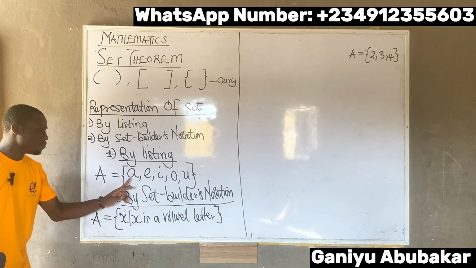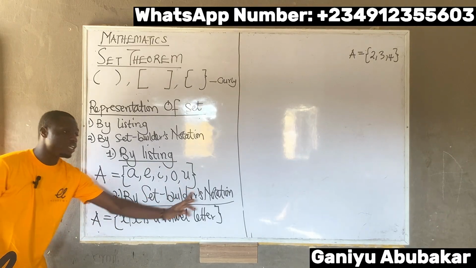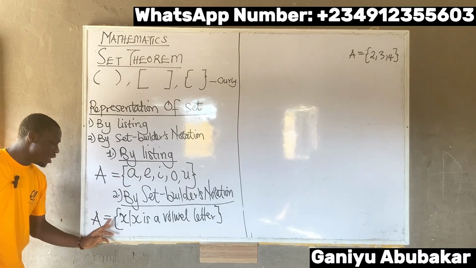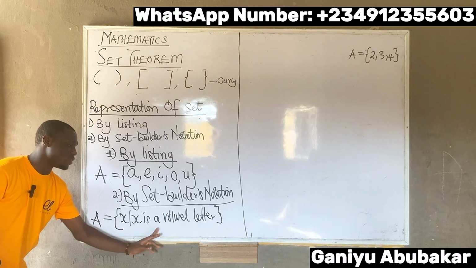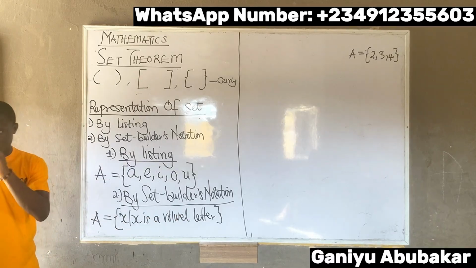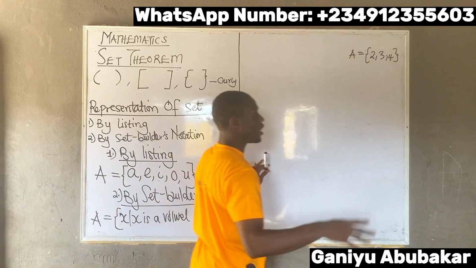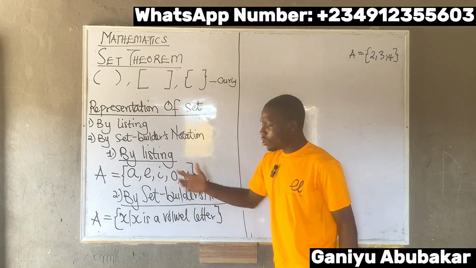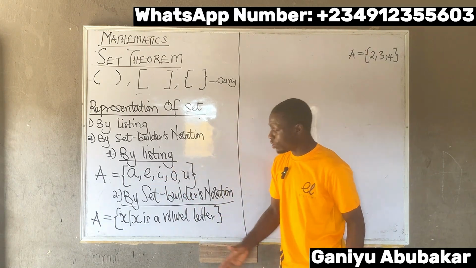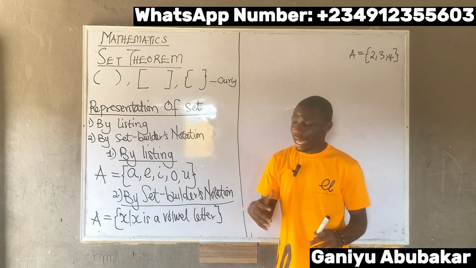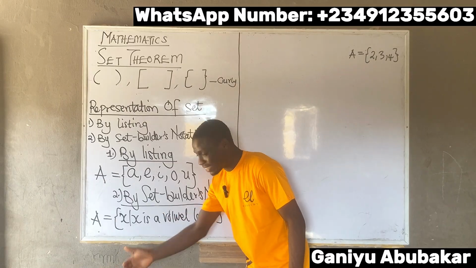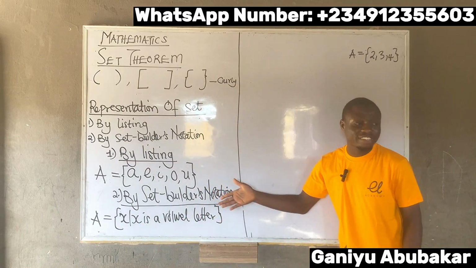So I want to describe this vowel letter by set builder notation. That gives you A equal to X such that X is a what? A vowel letter. I'll give you one example here. In by listing, you try to convert it for me to set builder. And set builder starts with X. This line means such that. X is a vowel letter. I have described the set.